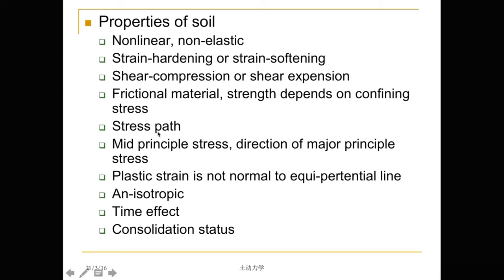For example, from one state A to another state B, the shear stress is not the same, and the normal stress is also not the same. We can first apply the normal force, then apply the shear force. This is one stress path. Another way is first we apply the shear stress and then apply the normal stress. This is the second path.